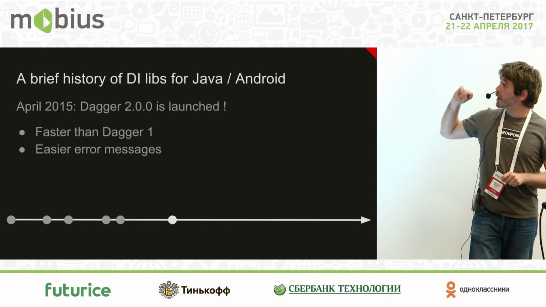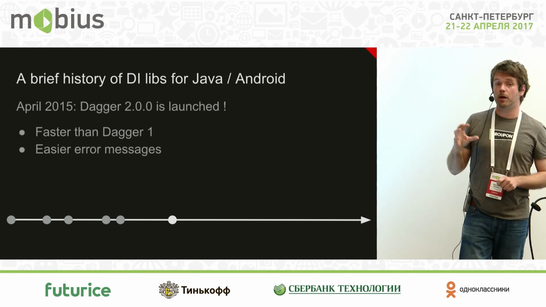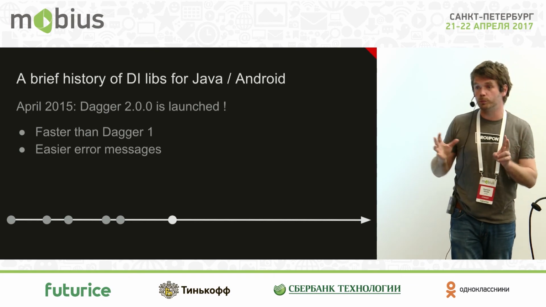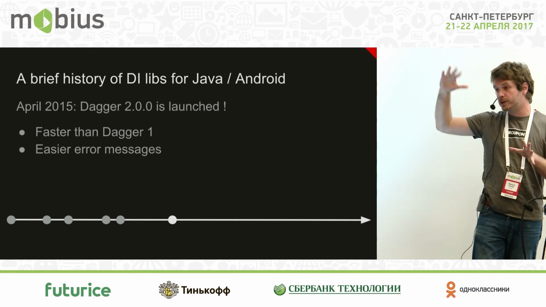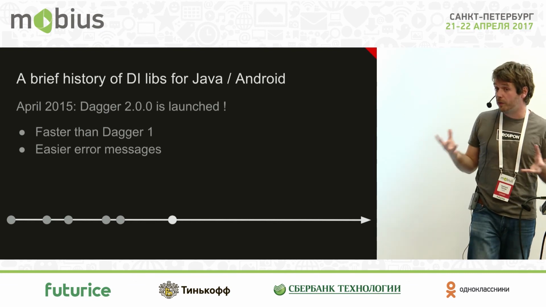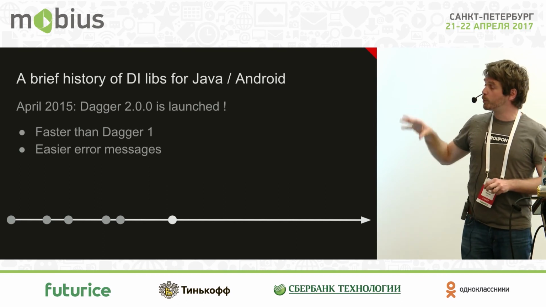Dagger 2 was aimed to be even faster than Dagger 1, and also to have easier error messages. That's really the two main features they were looking for. Because in Dagger 1, it was creating very complicated error messages in case anything broke. So they wanted to simplify that. And the main development took place at Google.